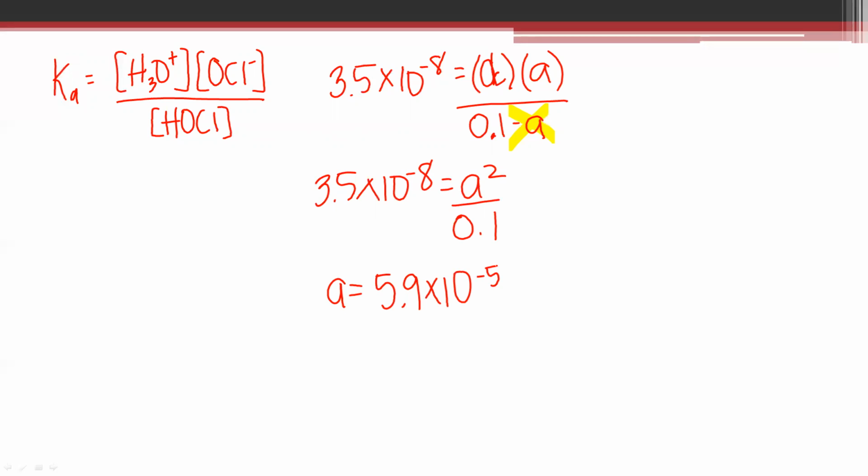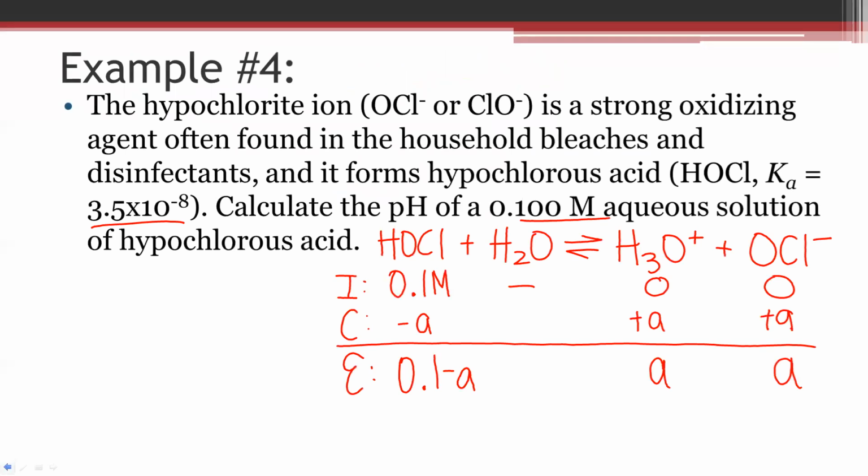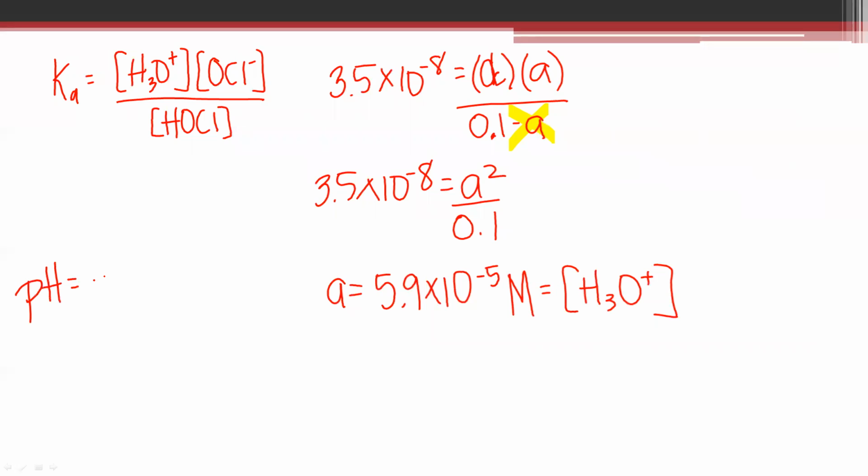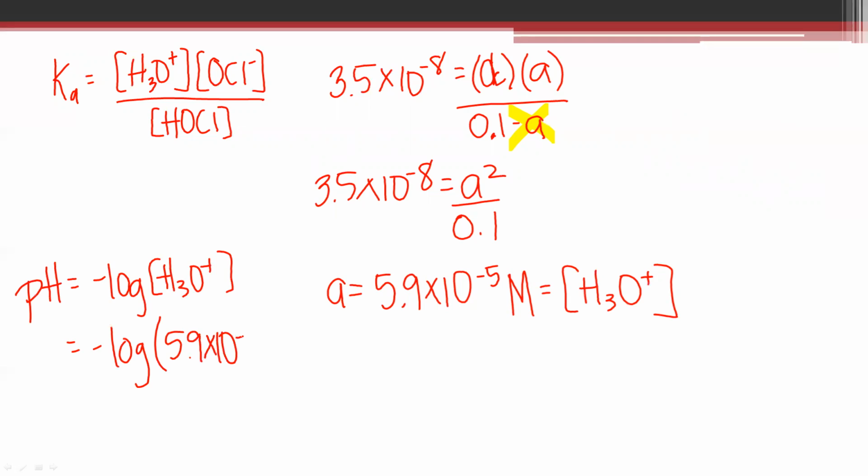Okay, so if we look back briefly, we said that A is going to be the hydronium concentration at equilibrium. So this value that we just got is actually the concentration, the molarity, of the hydronium ion. So now that we know this hydronium ion concentration, we can solve for pH using our equation that the pH is equal to the negative log of the hydronium concentration. Okay, so the negative log of 5.9 times 10 to the negative 5 is 4.23.